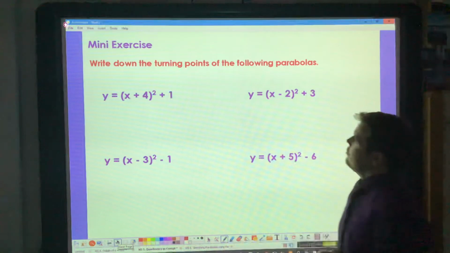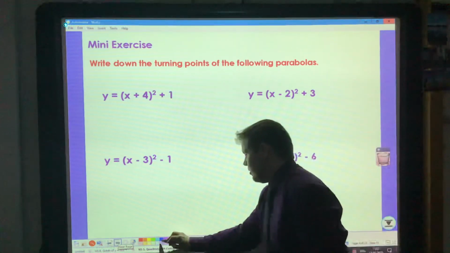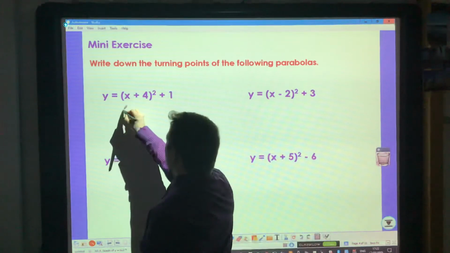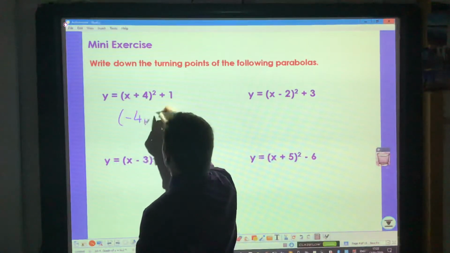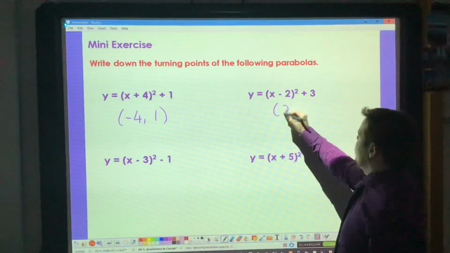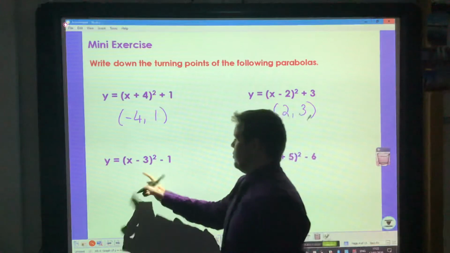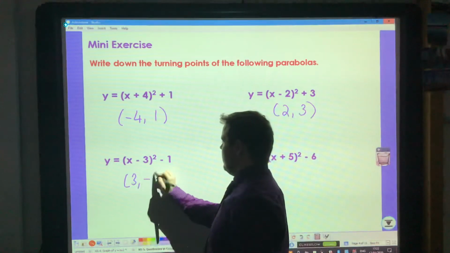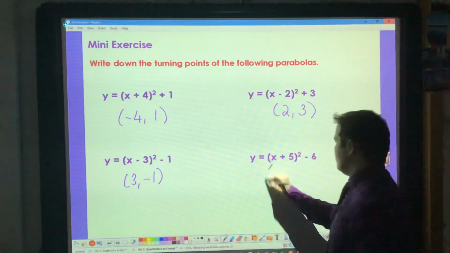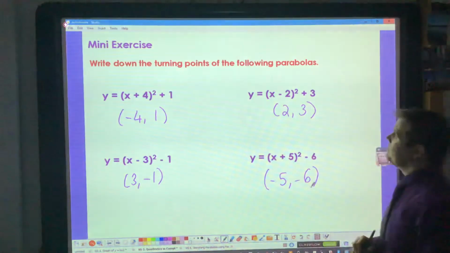So, let's have a go at some of these. Right, a mini exercise, write down the turning points of the following parabolas. Well, using that rule, the first one, the turning point is going to be minus 4, 1. This one is going to be 2, 3. This one is going to be 3, minus 1, and this one is going to be minus 5, minus 6.